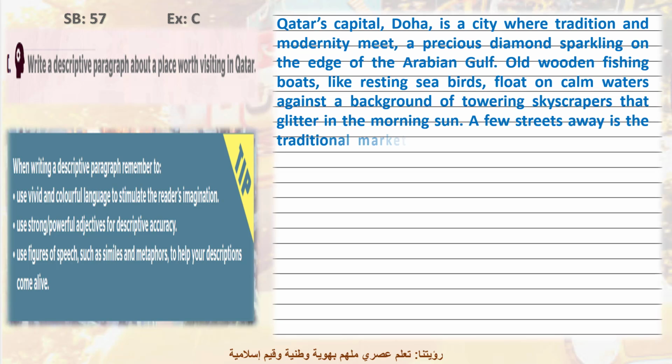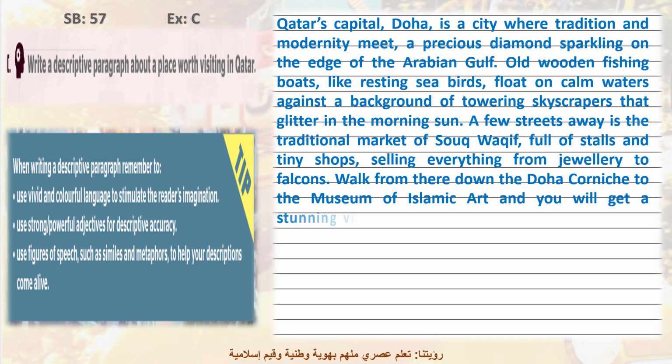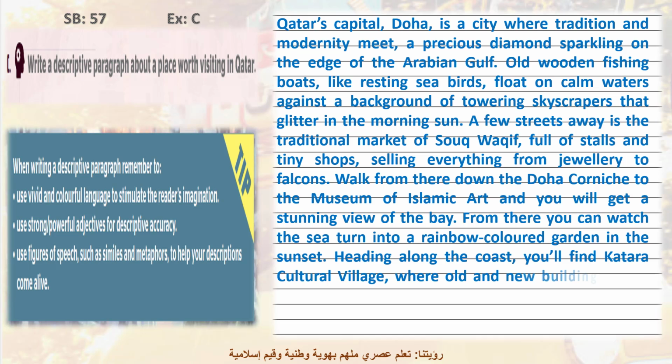A few streets away is the traditional market of Souq Waqif, full of stalls and tiny shops, selling everything from jewelry to falcons. Walk from there down to Doha Corniche, to the Museum of Islamic Art, and you will get a stunning view of the bay. From there, you can watch the sea turn into a rainbow-colored garden in the sunset. Heading along the coast, you'll find Qatar Cultural Village, where old and new buildings stand together in a perfect harmony.